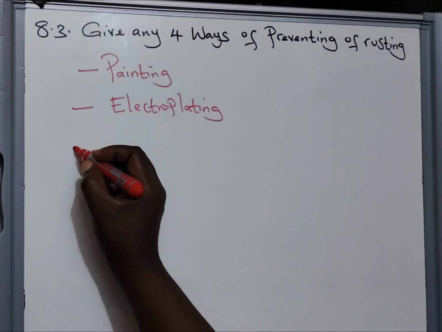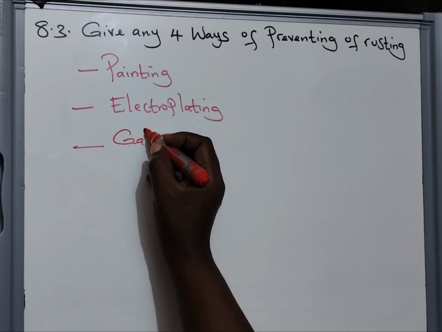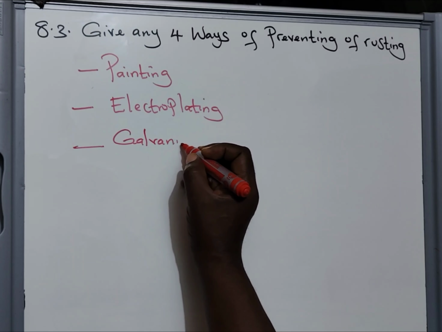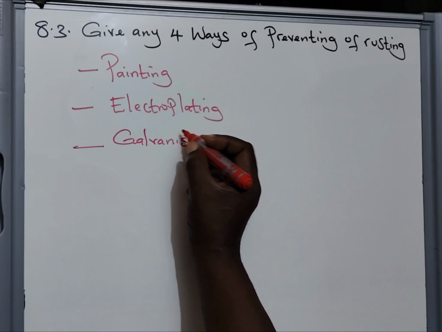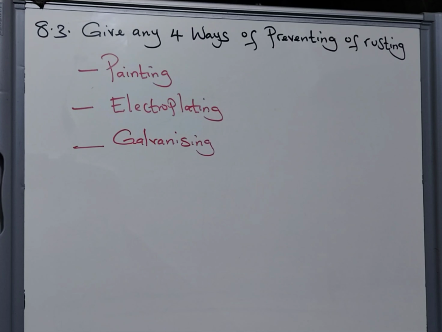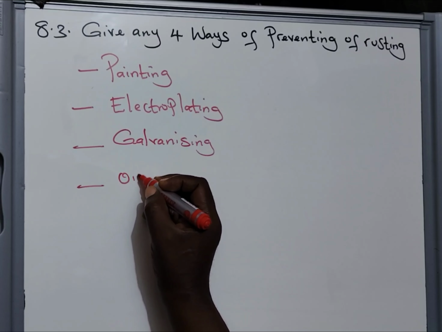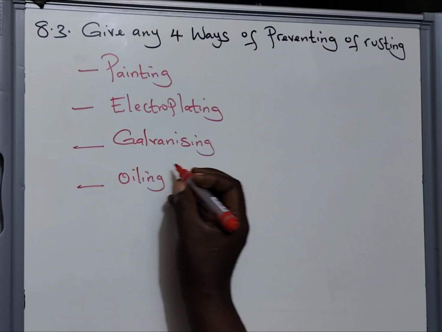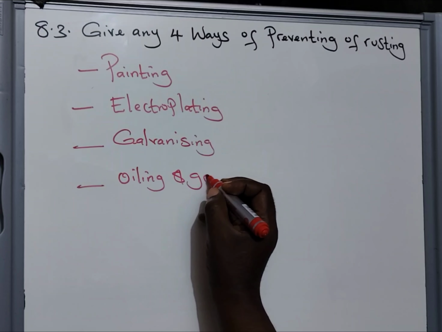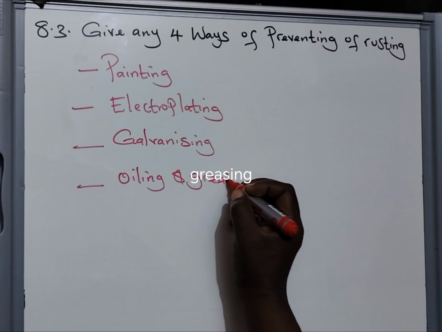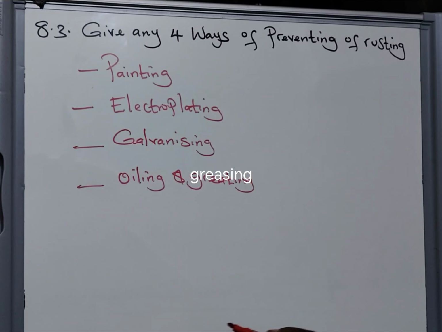Another one is galvanizing. Yeah, that one also protects the metal from exposure to water. Then lastly, we can say oiling and greasing. Yeah, both these ones have a tendency to protect the metal from water accessing it.